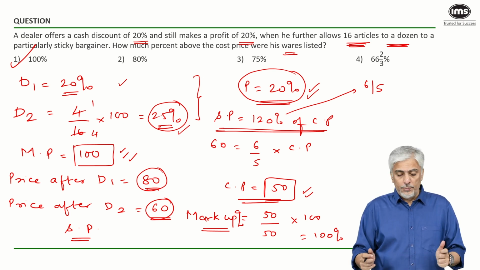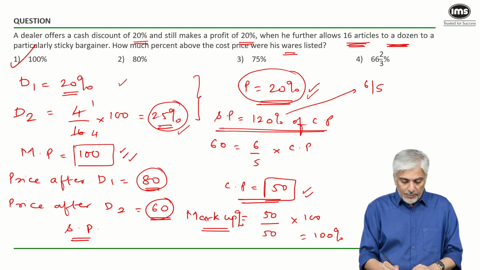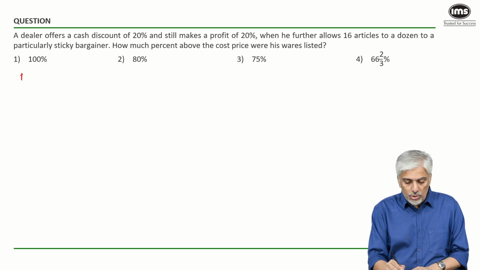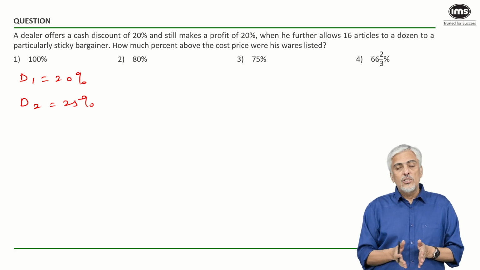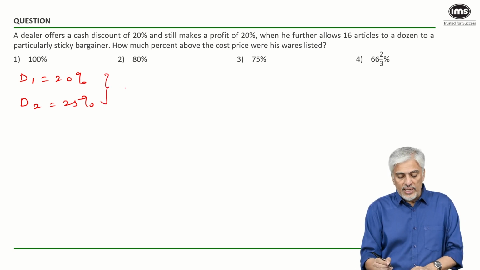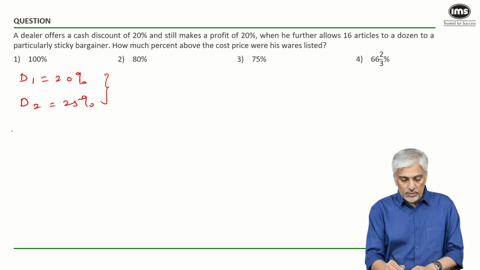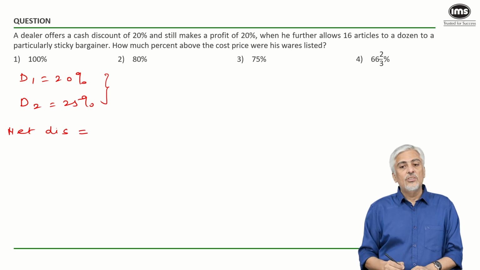Let's have a look at one more approach for this question. I'll just erase this part. The second approach, the starting is same. The discount 1 is 20% and discount 2 is 25%, right? So using both these discounts, I'm going to use successive percentage change and find net discount. What is net discount? Discount is always negative. So it will be negative 20 minus 25 plus 5, right?